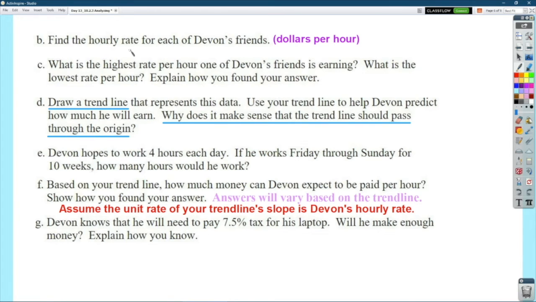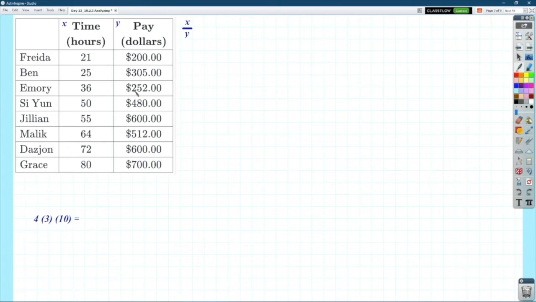We're going to find the hourly rate for each of Devin's friends, the dollars per hour. So let's do that now. I have this set up here, and we're going to call pay Y and the time X, and it's going to be Y over X, not X over Y, because we're doing the change in Y over the change in X. This does represent a slope, but it will give me how much money they make per hour. So it'll give me a unit rate. So that is what I'm going to do.